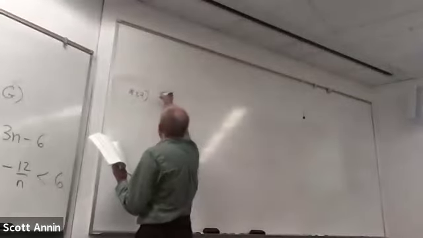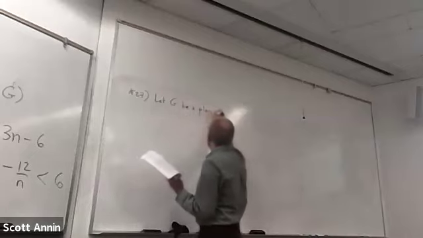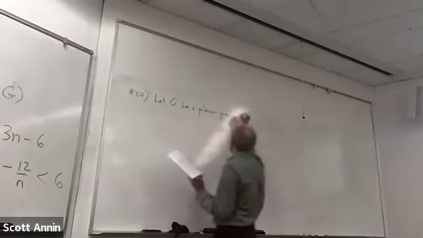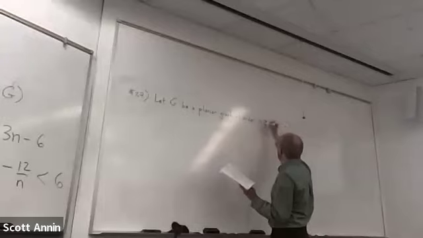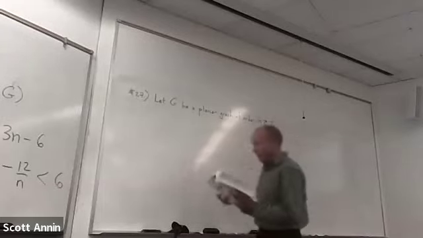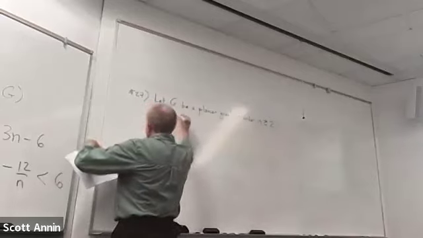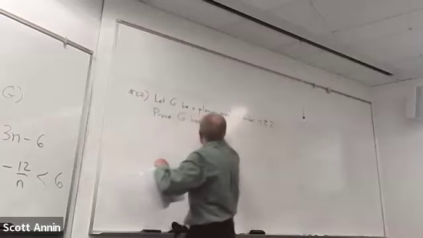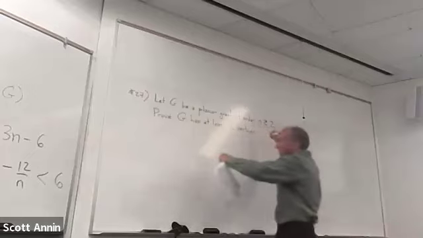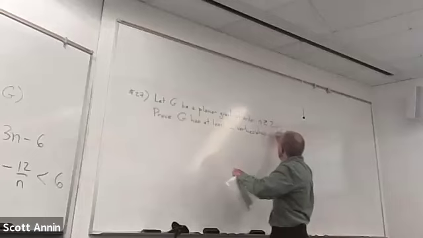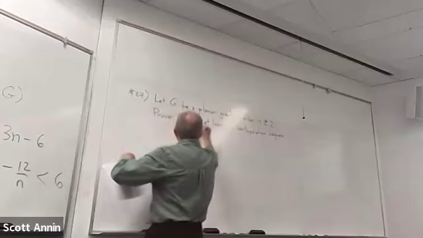So this one just says, let G be a planar graph of order n. And this will be n greater than or equal to 2. Okay, so n is at least 2. And then what it's going to ask us this time is it says prove that G has at least 2 vertices whose degrees are at most 5.